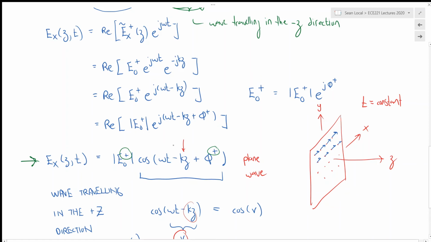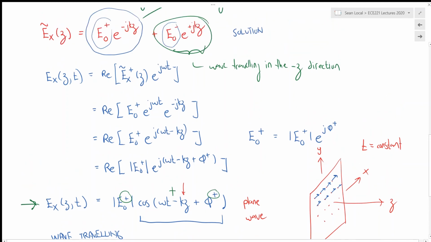Think about what would happen if we had put a plus here instead of a minus sign. Then as time increases, I would need kz to decrease in order to keep this term omega t plus kz plus phi naught plus equal to some constant. So these are traveling waves that are uniform in a plane normal to the z direction.